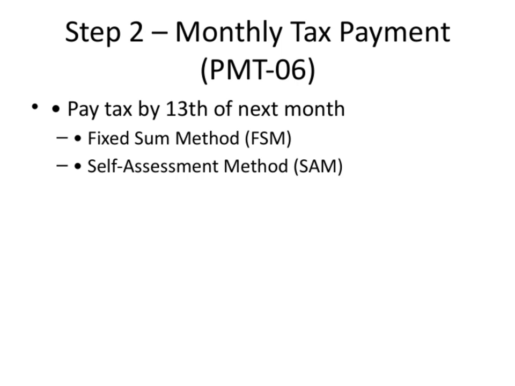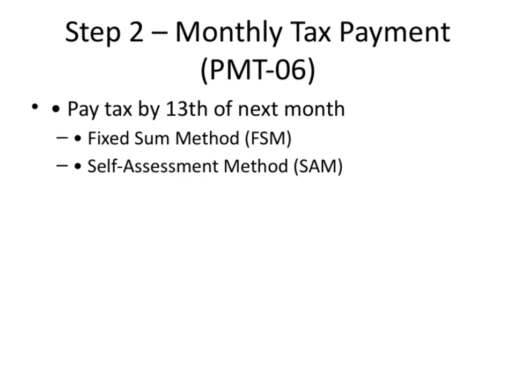There are two main methods for calculating your tax payments. The first is the fixed sum method, or FSM. This method involves paying a predetermined amount each period, which simplifies the process and helps with planning. The second method is the self-assessment method, or SAM. With this approach, you assess your own income and calculate your tax liability accordingly. It gives you more control and flexibility, especially if your income varies.